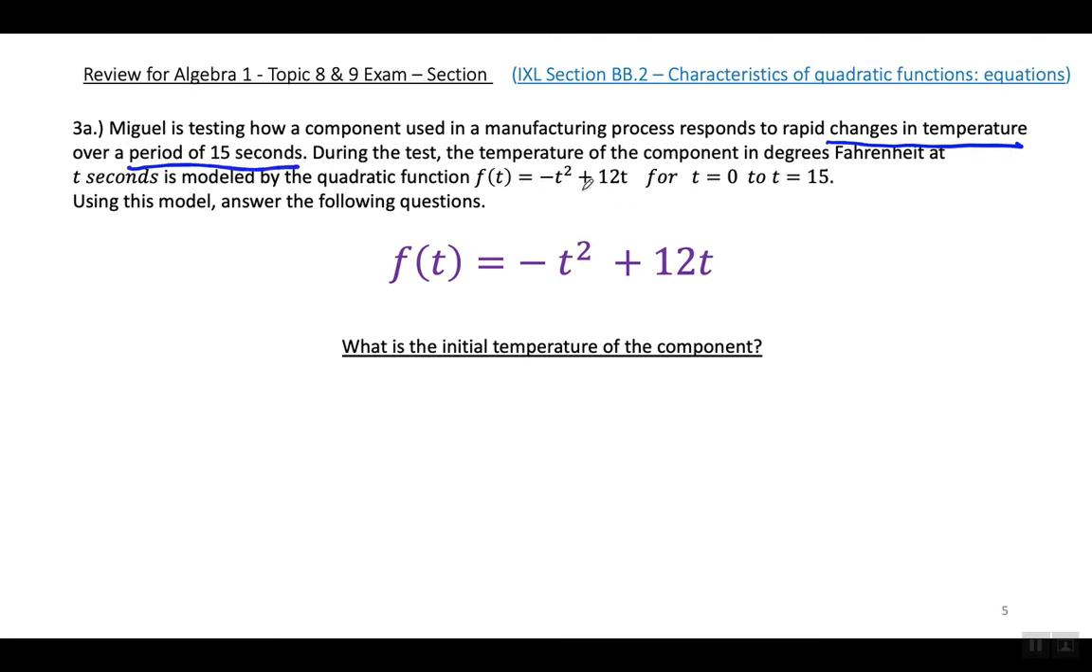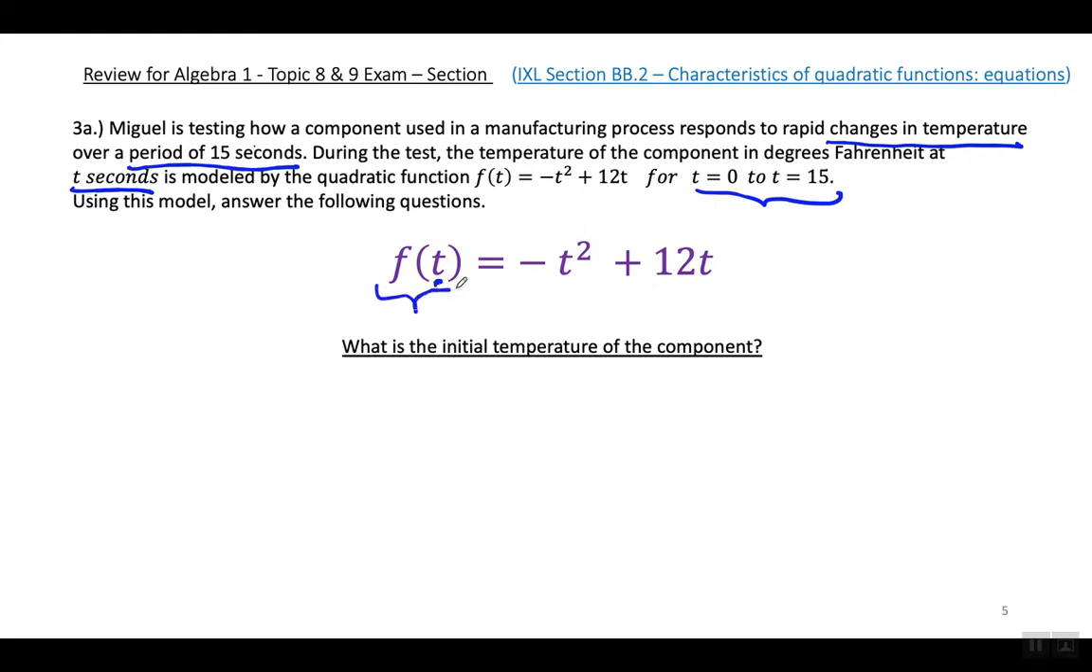Okay, during this test, the temperature of the component in degrees Fahrenheit at t seconds. Look, t stands for the number of seconds. You can think about t as time, measured in seconds. For how many seconds? It says right here, for a period of 15 seconds. That's why the values of t go from t equals 0 to t equals 15, from 0 seconds to 15 seconds. You're inputting those values for t: 0 seconds, 1 second, 2 seconds, 3 seconds, 4 seconds, until 15 seconds. So the values of t represent time in seconds.